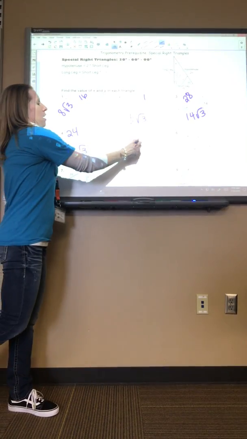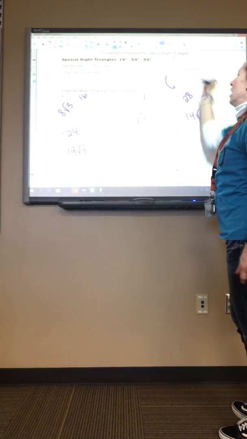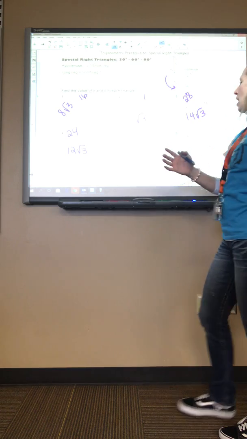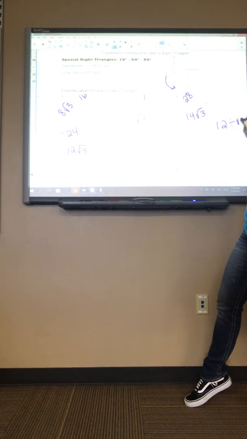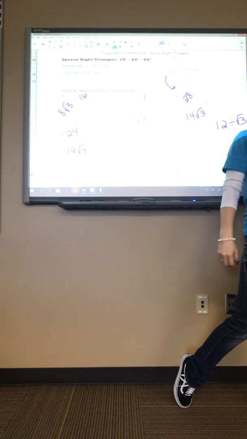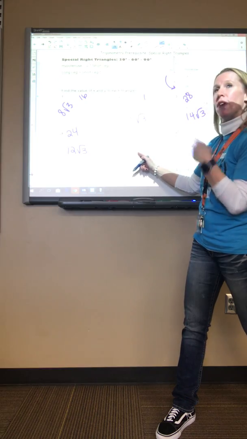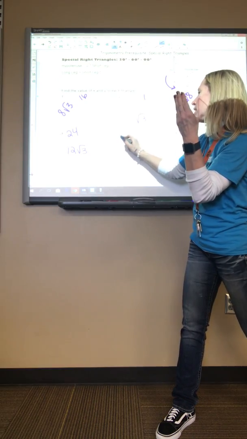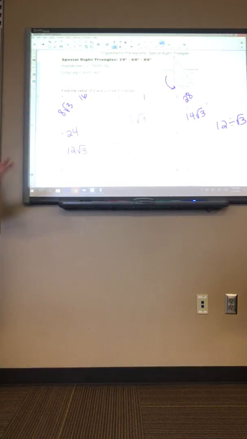Uh-oh, what do we know on number 5? Long leg. Dang it. How do you go backwards from long leg? It's 8. How do you do 12 divided by radical 3? What's 12 divided by 3? 4. So you take that number, divide it by 3, and then put a radical 3 next to it. Or you can type it in the calculator.